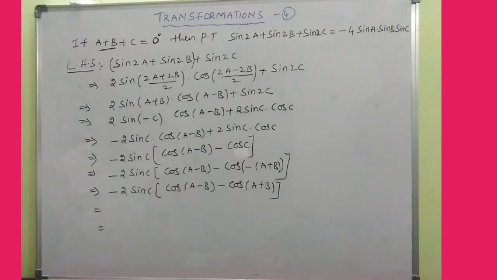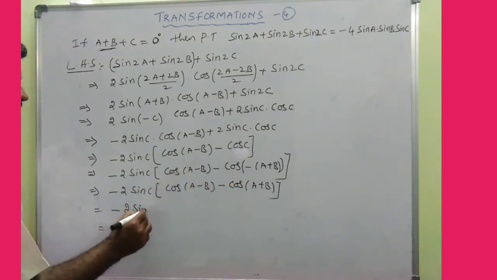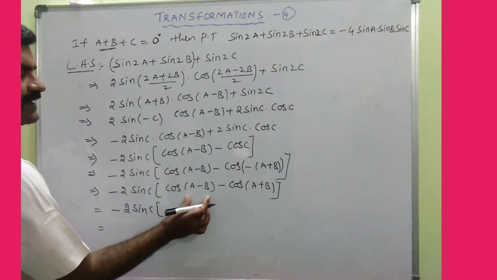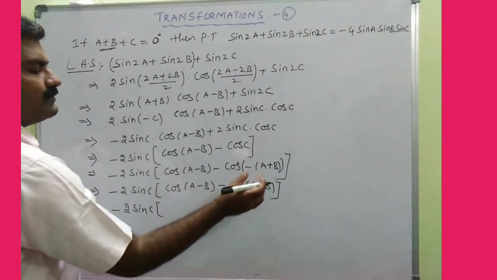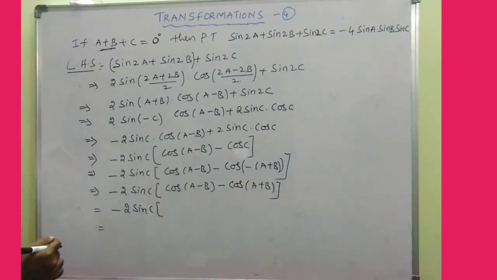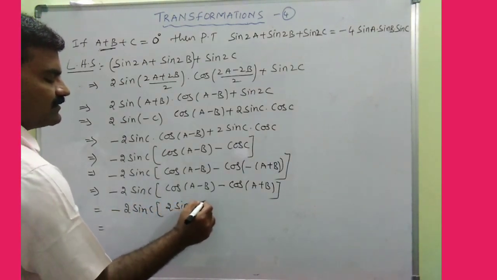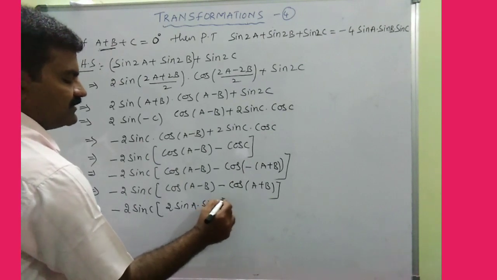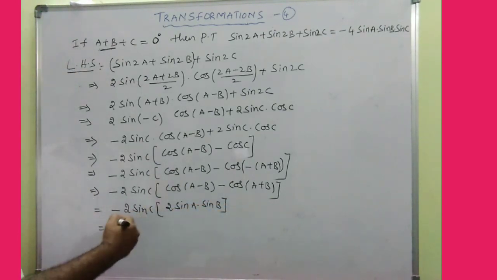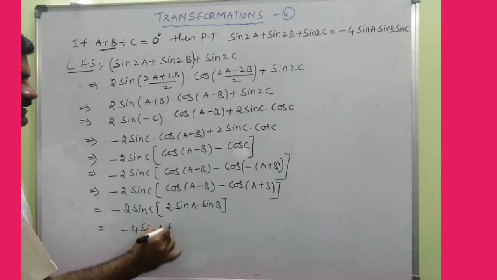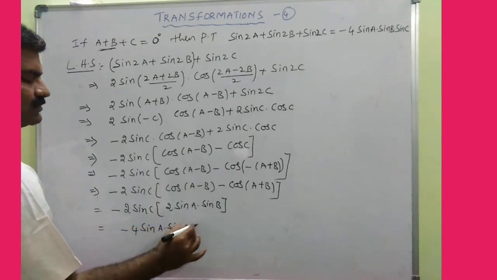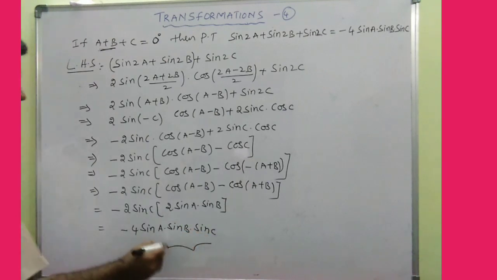Okay. So what about this? Minus 2 sin c into cos of a minus b minus cos of a plus b. I think this is 2 sin a into sin b. So just if you multiply, minus 4 into sin a into sin b into sin c, which is the required result.